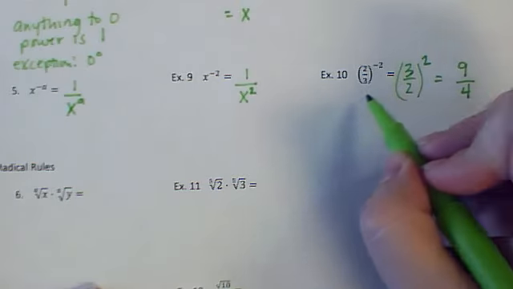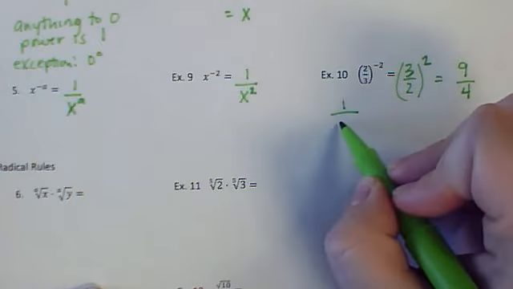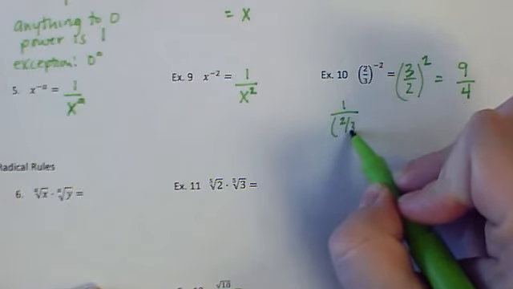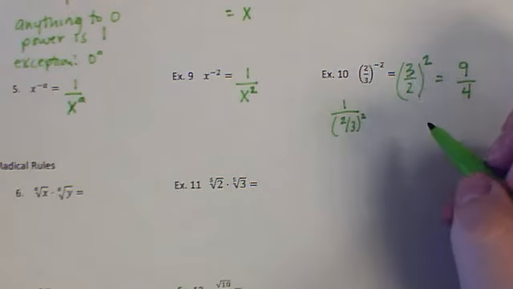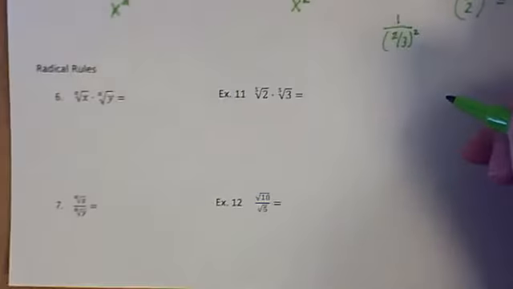Okay, and the other way you could think about this is if I did it in the fraction part, I would have 1 over 2/3 squared, which is the reciprocal part. It's just easier to flip it from the beginning if it's already a fraction.